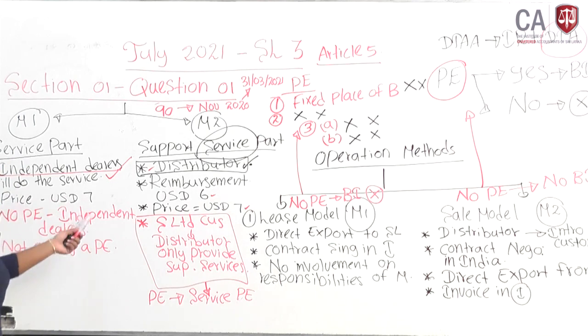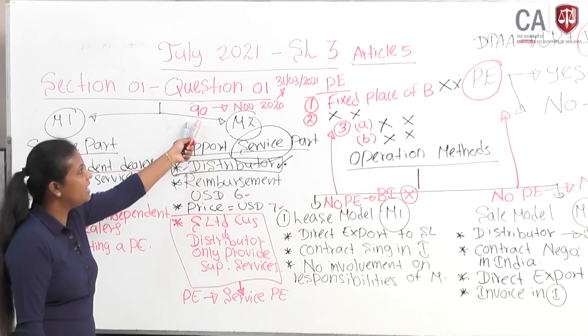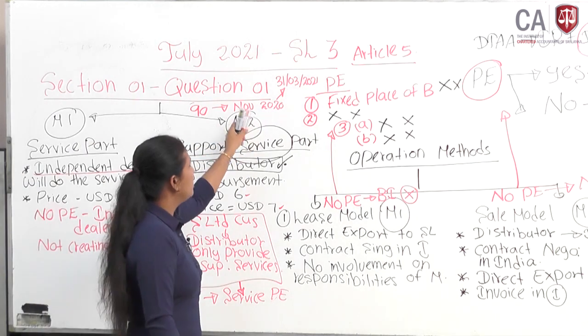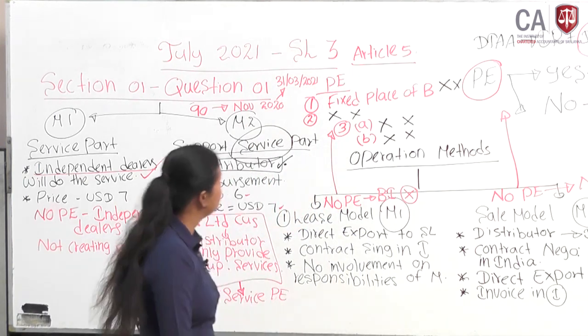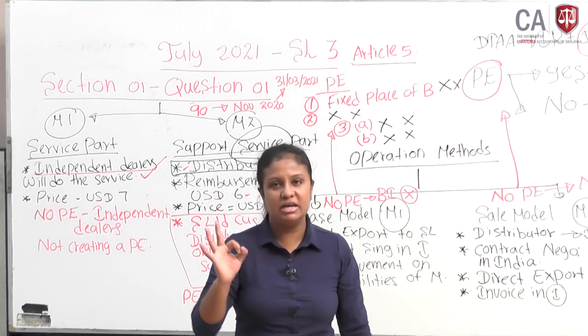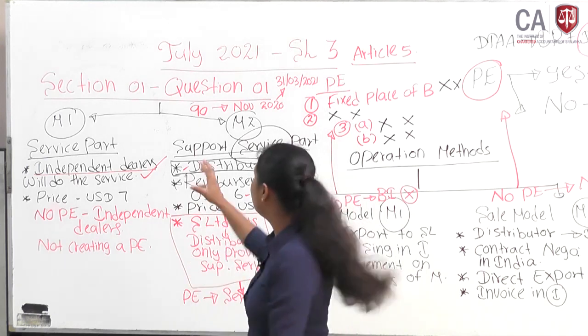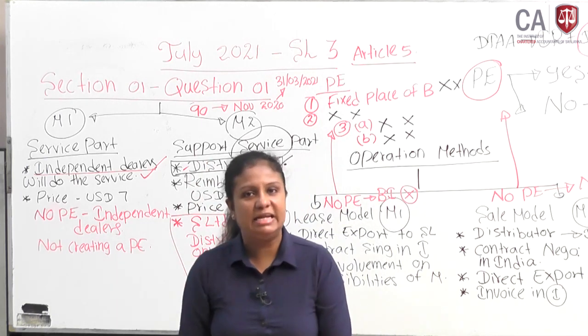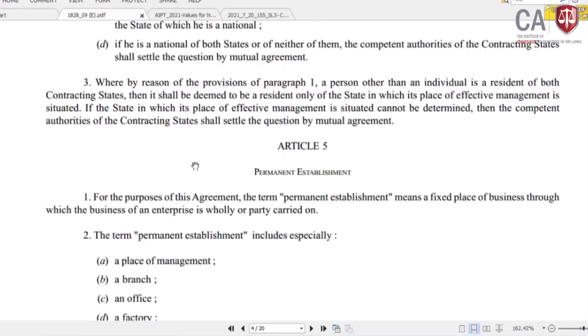Due to having the independent status, this is not a PE. Due to having a service PE, with more than 90 days, starting from November 2020 until 31st March 2021, by selling 1,325 odd machineries, this creates a PE with the distributor, which is directly appointed only for the support service activities of SEIC India. This is the analysis. It is in Article 5, I have read it. Then come to the paper again.